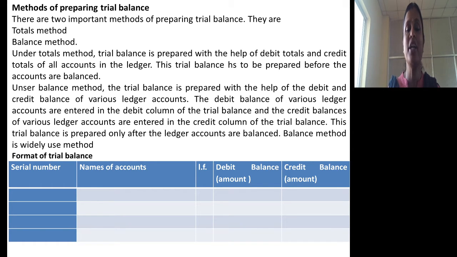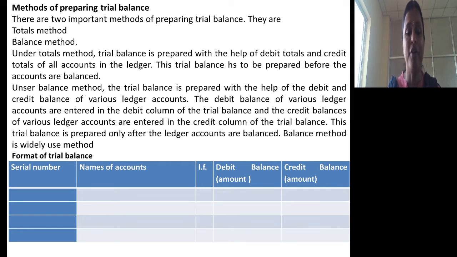The balance method is nothing but preparing the trial balance with the help of debit and credit balances of various ledger accounts. Under the totals method, we take debit totals and credit totals. But here, after balancing, we take the debit and credit balances of various ledger accounts. The debit balances are entered in the debit column of the trial balance. Credit balances are entered in the credit column. Usually we prepare the trial balance under the balance method, not the totals method.